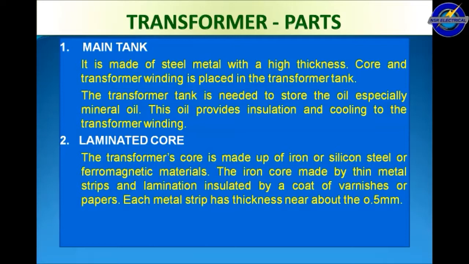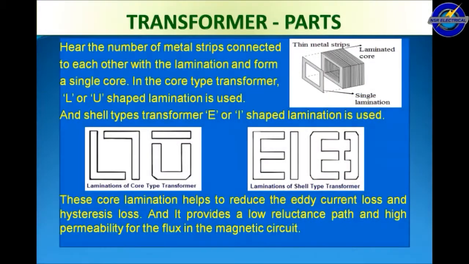Laminated core. The transformer's core is made up of iron or silicon steel or ferromagnetic materials. The iron core is made by thin metal strips and laminations insulated by a coat of varnish or paper. Each metal strip has a thickness of about 0.5 mm. Here we see a number of metal strips connected to each other with the lamination to form a single core.